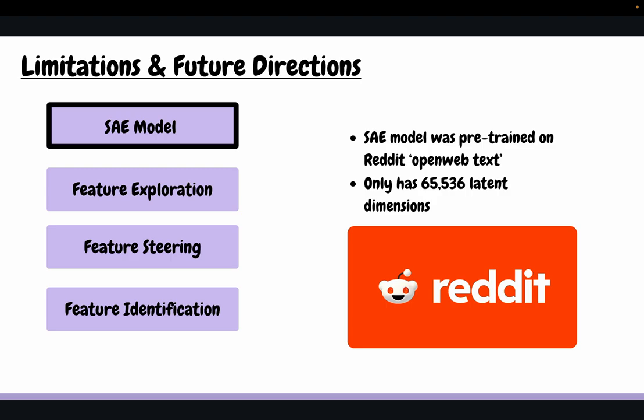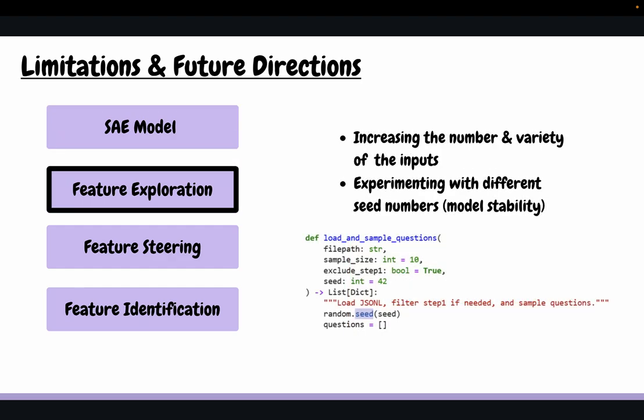information. The second problem is that the SAE model is actually quite small. It only has about 65,000 latent dimensions. And the problem with a small SAE is that it doesn't have enough capacity to capture the fine details and the information you want. So ideally, we would want to pre-train the SAE with medical knowledge instead of Reddit knowledge.